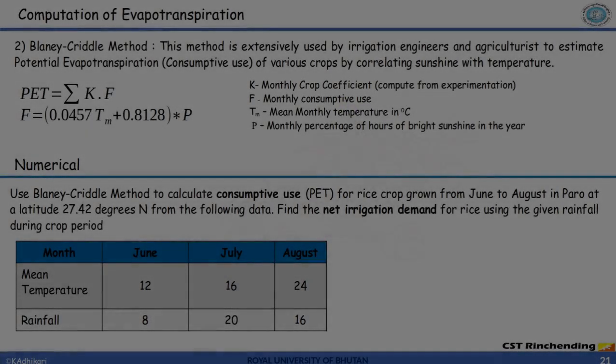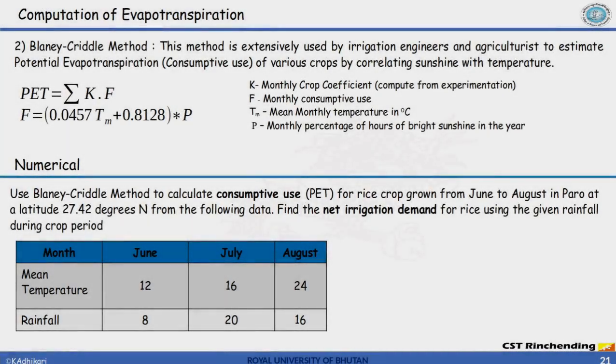Let's continue our discussion on computation of evapotranspiration. The second method we have here is the Blaney-Criddle method, and it is an empirical method, and it is used extensively by field engineers and irrigation engineers and agriculturists to estimate the potential evapotranspiration, also known as consumptive use, of various crops by correlating sunshine with temperature.